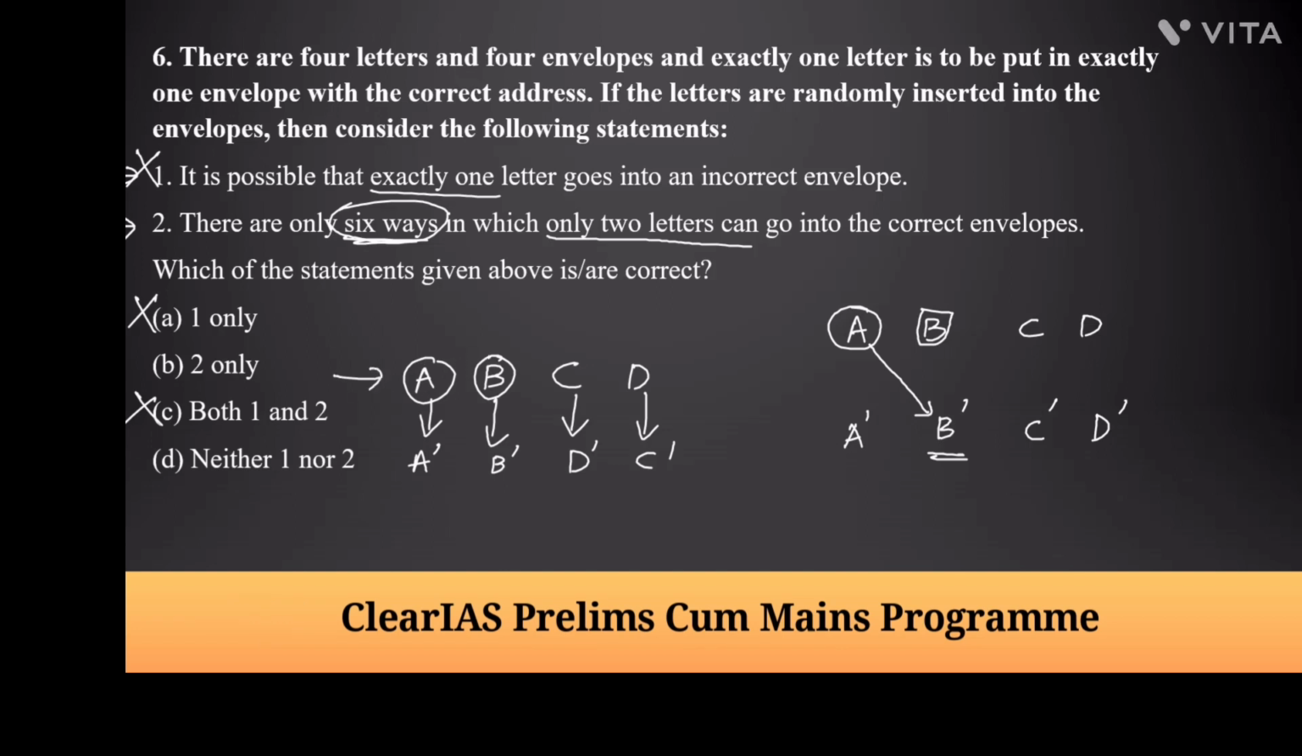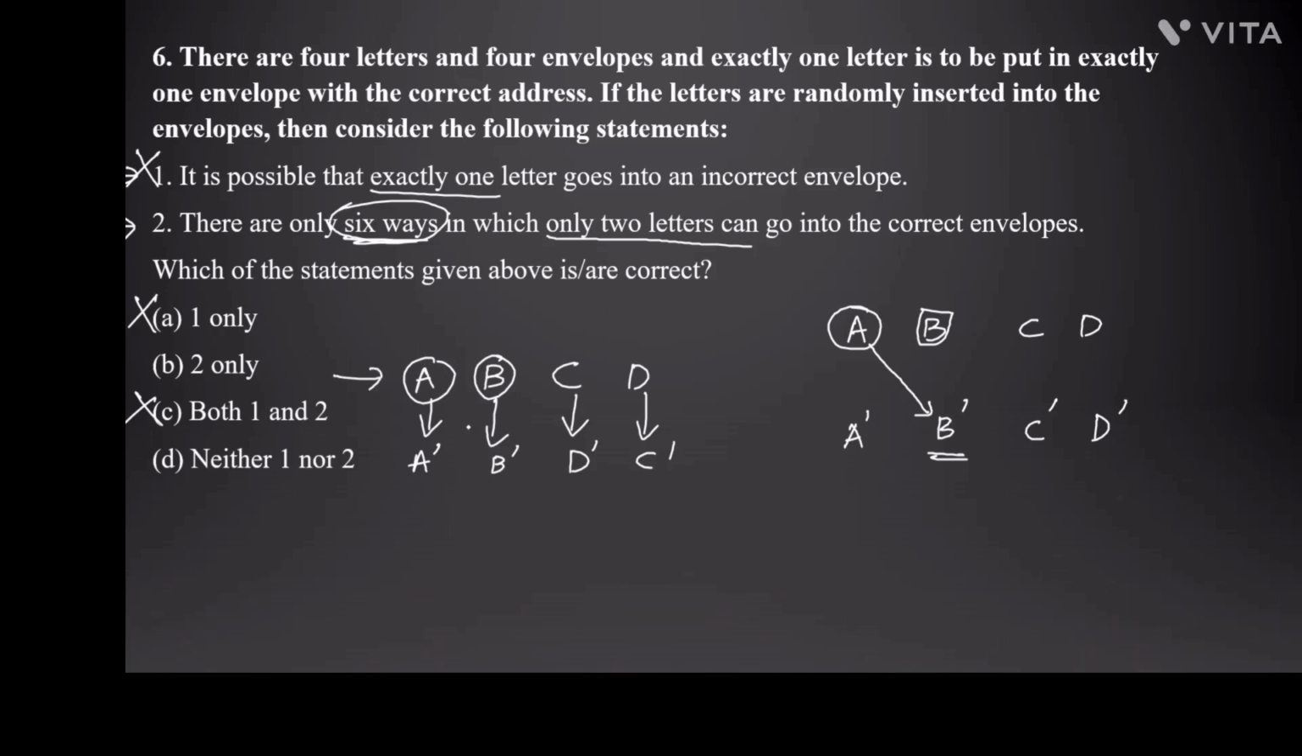Where A and B are going to the correct envelope. But any 2 letters can go to the correct envelope. Any 2 out of 4 letters, right? So one case is AB. So we just need to count how many different possible scenarios there are. Case 1 is A and B going to the correct envelope, as we discussed here. It's also possible that A and C can go to the correct envelope. Also, I can say A and D, right? There are 3 cases here.